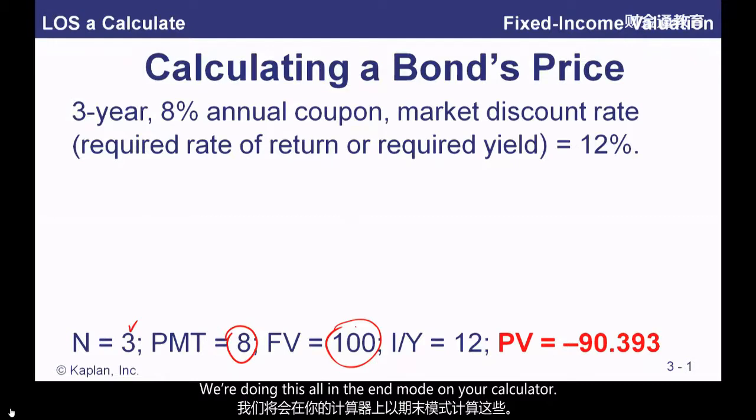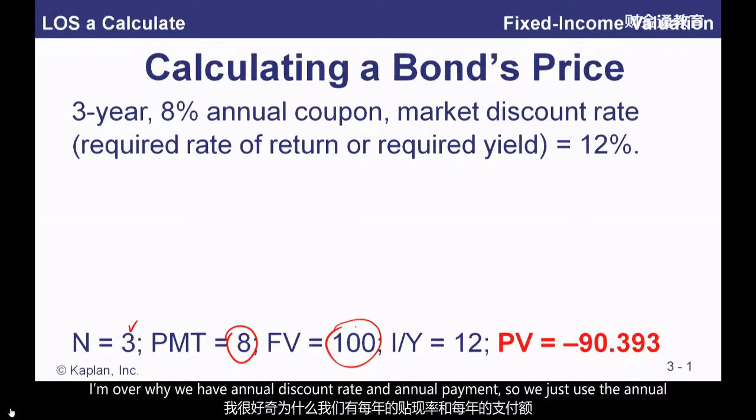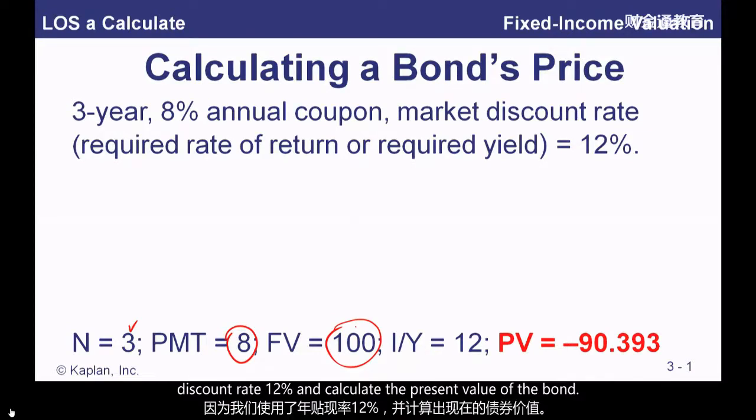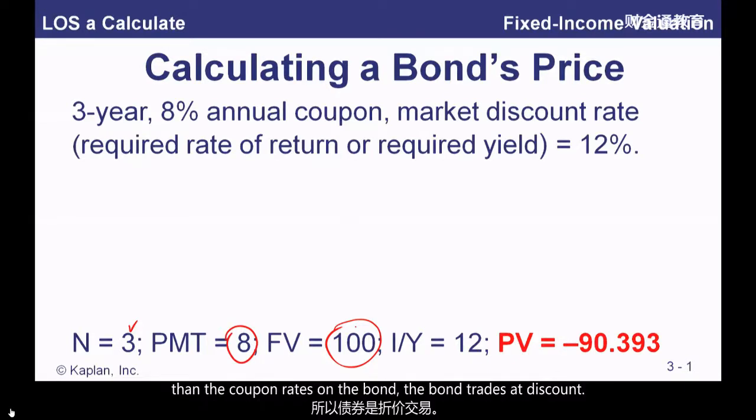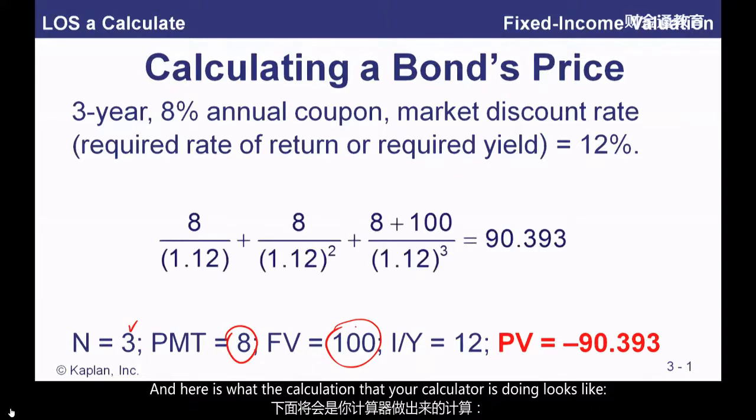So we're doing all this in end mode on your calculator. I/Y, well, we have an annual discount rate, an annual payment. So we just use that annual discount rate of 12% and then calculate the present value of the bond. We see here, because the market required rate of return is higher than the coupon rate, the bond trades at a discount. In this case, a discount of just about 10% from its face value.